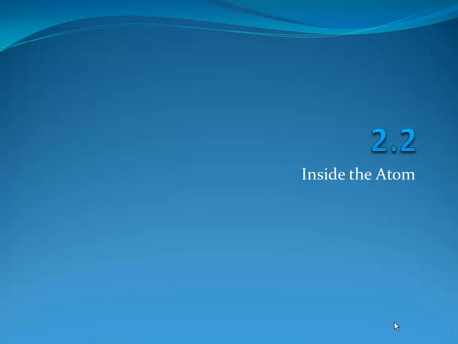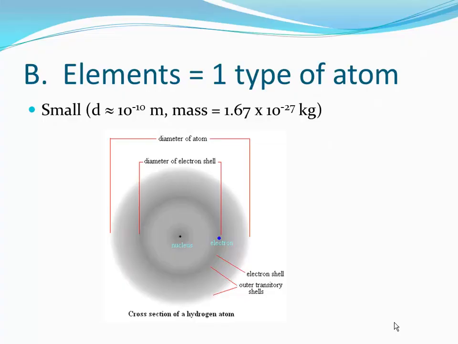So 2.2, inside the atom. Pretty simple. We know atoms are very small. Here's a basic diagram with the nucleus in the center. Then you have an electron shell, which is sometimes called the electron cloud, which has different orbitals, and the electron is contained in those orbitals.